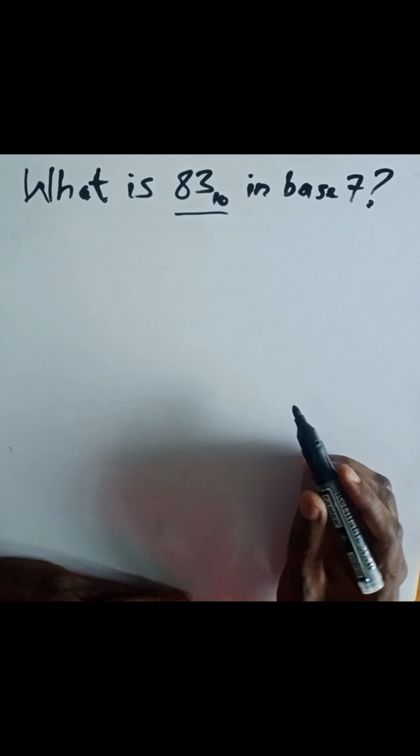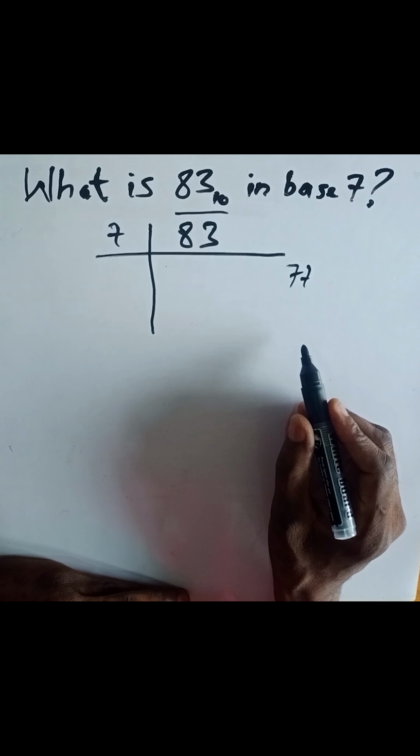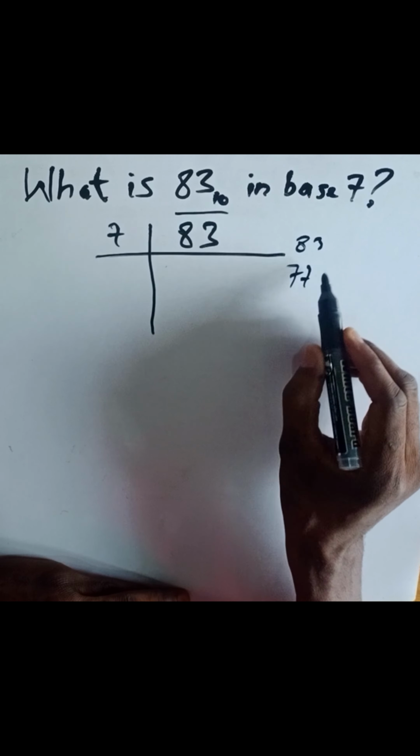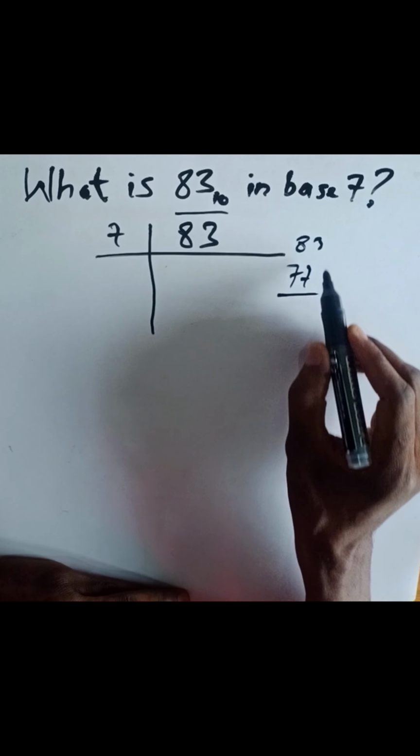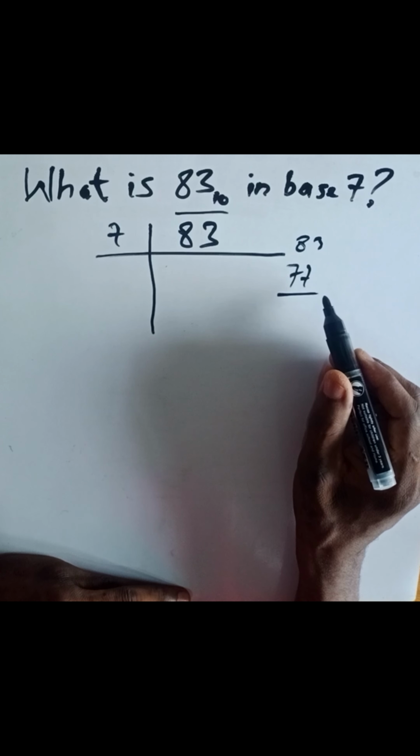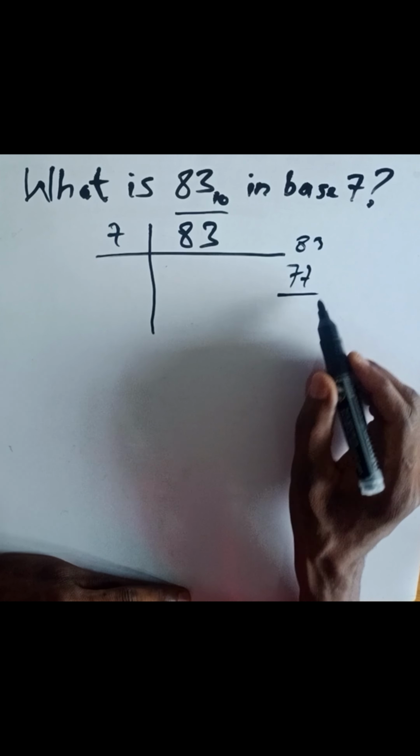If you find this difficult, or you are struggling to know the exact number, just look at a particular number close to 83 that will be divisible by 7. And if you look at it, 77 is close to 83. And if you say 83 minus 77, what will be the required answer there? That will be 6.